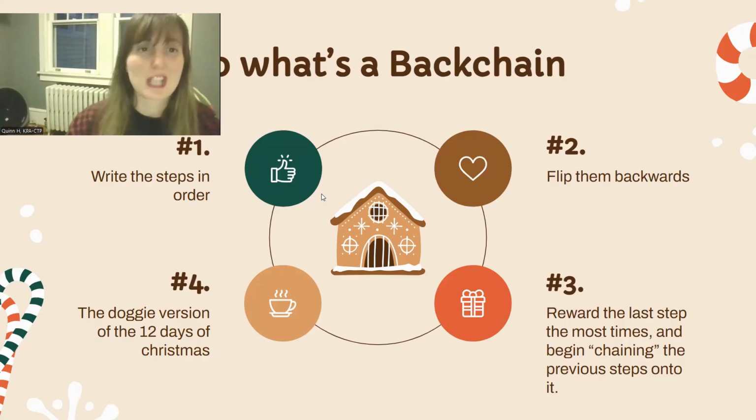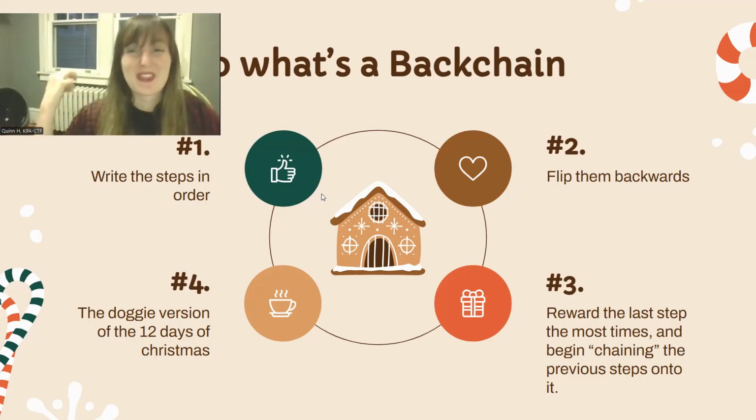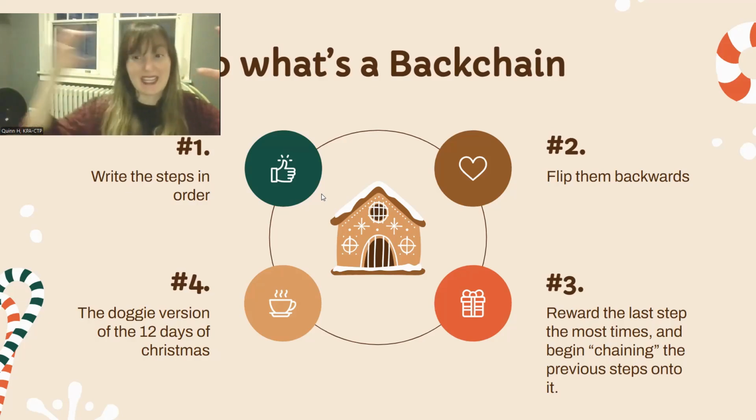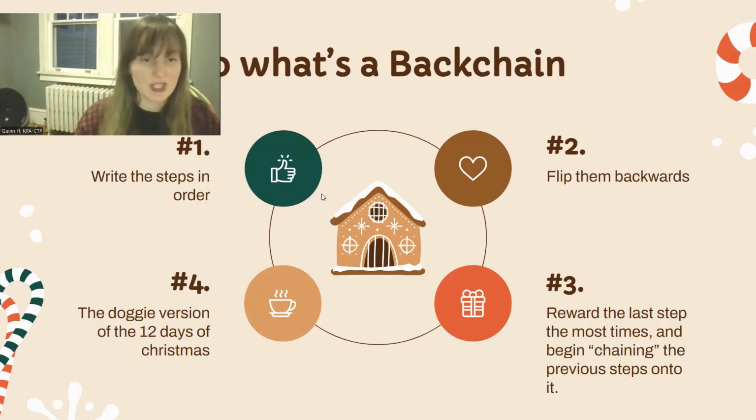Now that we know what a behavior chain is, we need to know what a back chain is. Well, first you're going to write the steps in order. So you can imagine your sequence of behaviors in a particular order, and then you're going to flip them backwards, flip them right on their head. The third step is that you're going to reward the last step the most times and begin chaining the previous steps onto that behavior. This is like the doggy version of the 12 Days of Christmas.